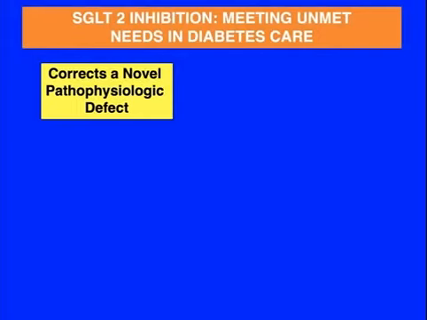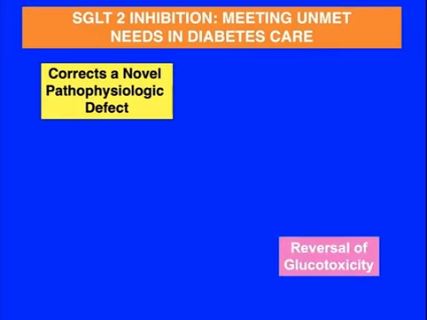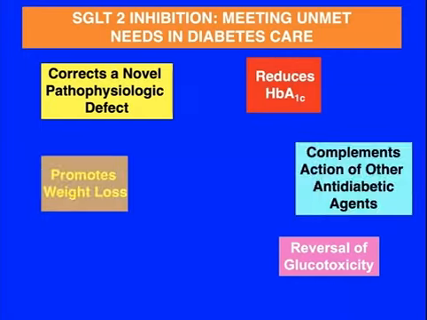Okay, so in summary, what can we say about this class of drugs? Well, they correct this novel defect at the level of the kidney, where the kidney is hyper-reabsorbing glucose. As the blood sugar level now starts to come down because you're putting all this glucose out in the urine, we get rid of glucotoxicity, and we improve insulin secretion, and we also improve insulin sensitivity. We get nice reduction in A1C.